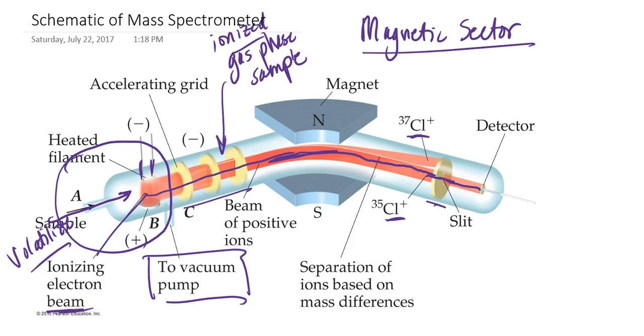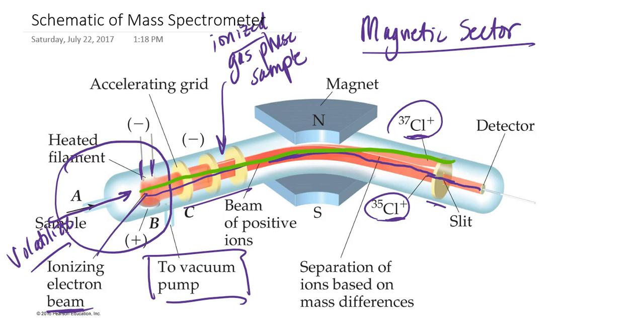Now, if you notice in this particular picture, the chlorine 35 cation is making it all the way through to the detector, but if we take a look at the chlorine 37 cation, unfortunately, it is not striking the detector. Its path is not at the proper angle or the proper configuration to allow it to strike the detector. Now, that doesn't mean that we cannot detect the chlorine 37 cations.